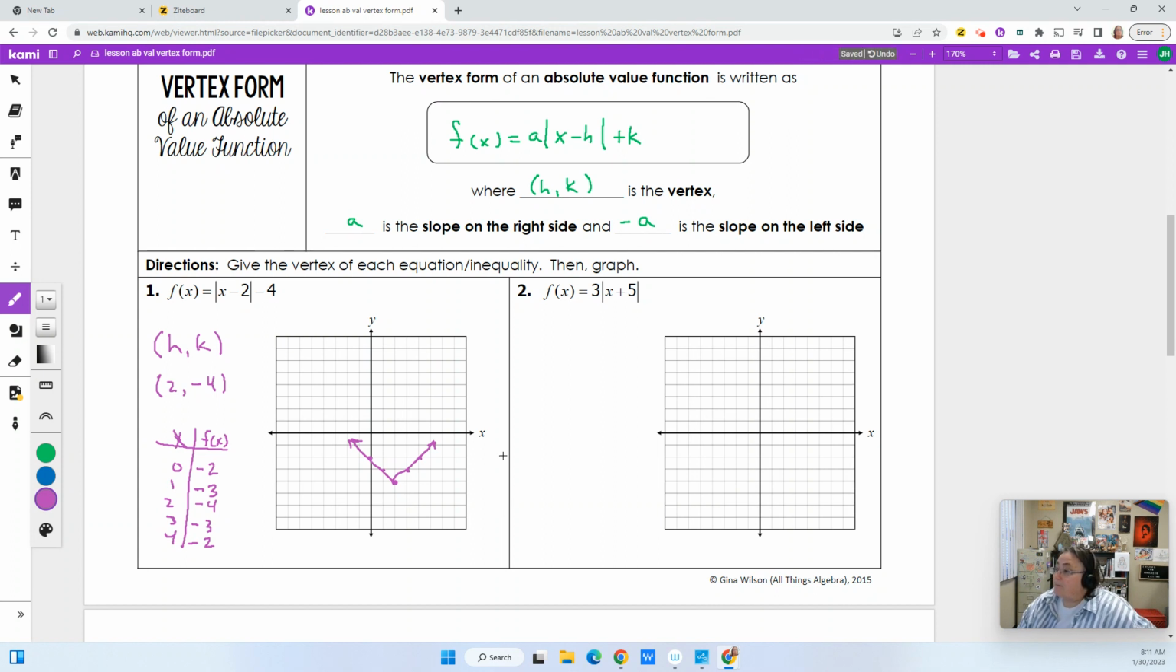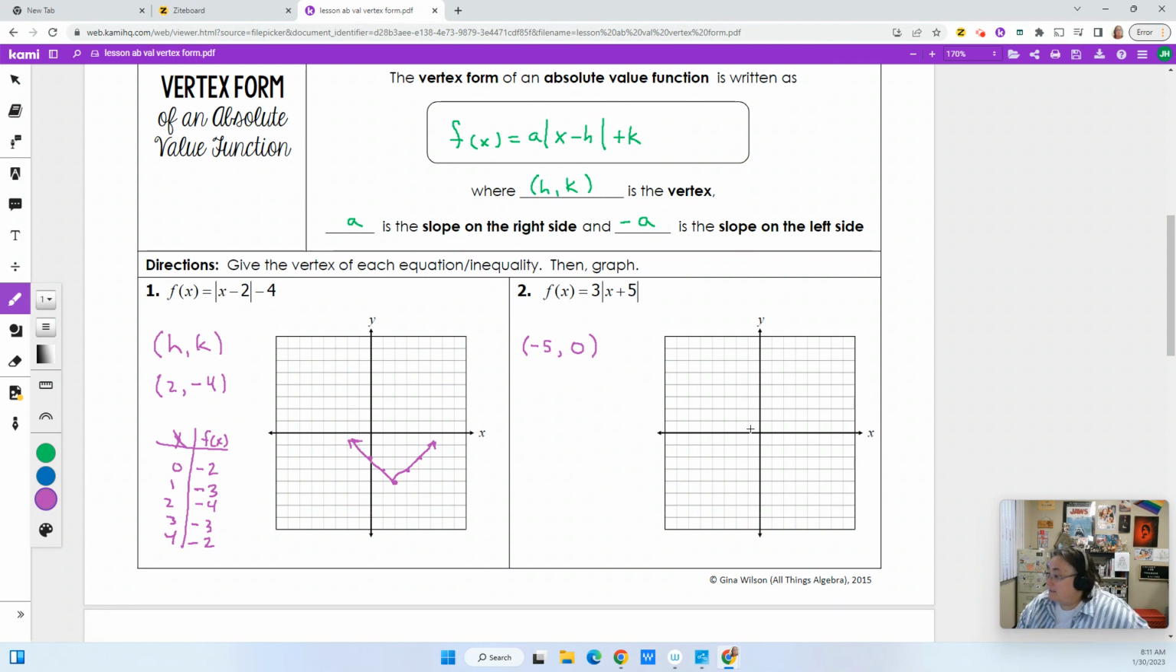So on this one, when we look at the problem for number 2, we can see what our h is right away, right? Our h, by the way, is going to be -5. What our k is, though, we don't have anything there, which means our k is just 0, right? If there's nothing there on the outside of it being added or subtracted, it's just a value of 0. So we have that vertex now, right?